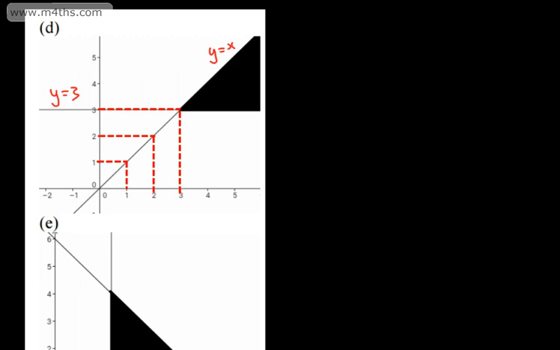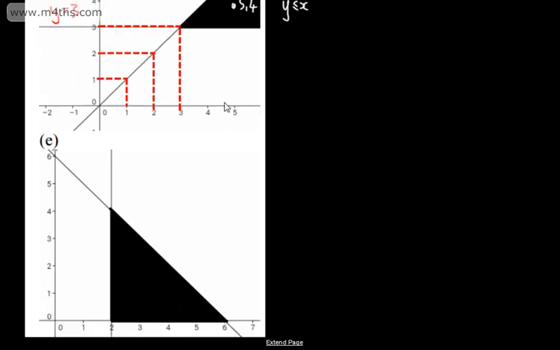So on here, what we can see is the following. We can see that y is going to be equal to or greater than 3 because we're shading above this line. Yet y is going to be equal to or less than x because we're shading below this line. So if we think about a point in here, which is (5, 4), x is 5, y is 4. Is the y coordinate equal to or greater than 3? Yes, it is. It's 4. Is the x coordinate bigger than the y coordinate? Yes, 5 is bigger than 4. So that is that one.